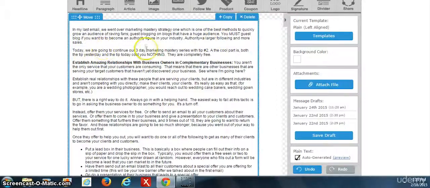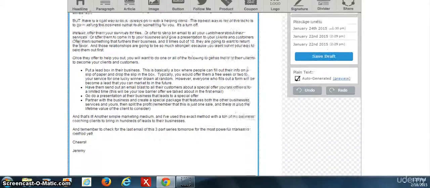Today, we're going to continue our 3-day marketing mastery series with tip number two. The cool part is both the tip yesterday and the tip today cost you nothing to implement. They're completely free. So this one is establish amazing relationships with business owners and complementary businesses. So then I go over that tip.